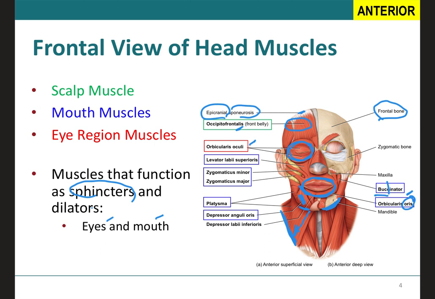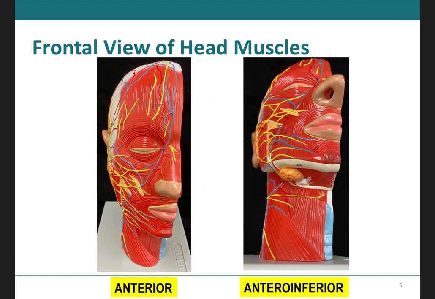Once it contracts, it will depress the lower lip, and therefore it makes you frown. This model is the model that we're going to be using for the lab, and I just wanted to make sure that we go over here in the lecture as well so that you know what parts to look for on the model. Right over here, going around the eye would be your orbicularis oculi, and going around the lips will be your orbicularis oris.